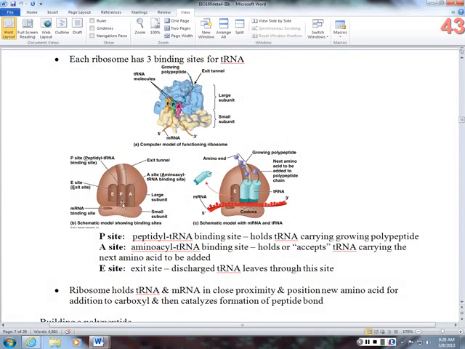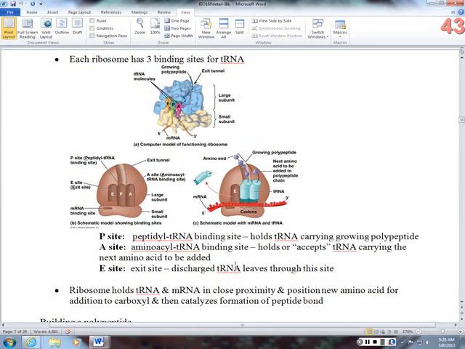So if we look at a ribosome, they actually are going to have 3 binding sites. The idea is this first diagram is supposed to be a little bit more realistic picture of what it looks like, being kind of a clumpy protein. If we clean it up, you've got your large and small subunits in there, and then you've got these 3 different sites in there, the P site, A site, and E site.